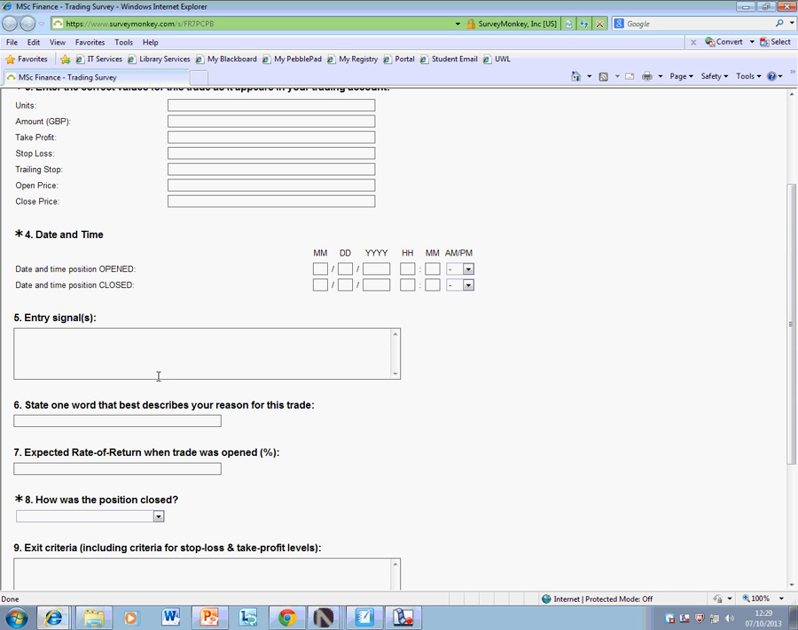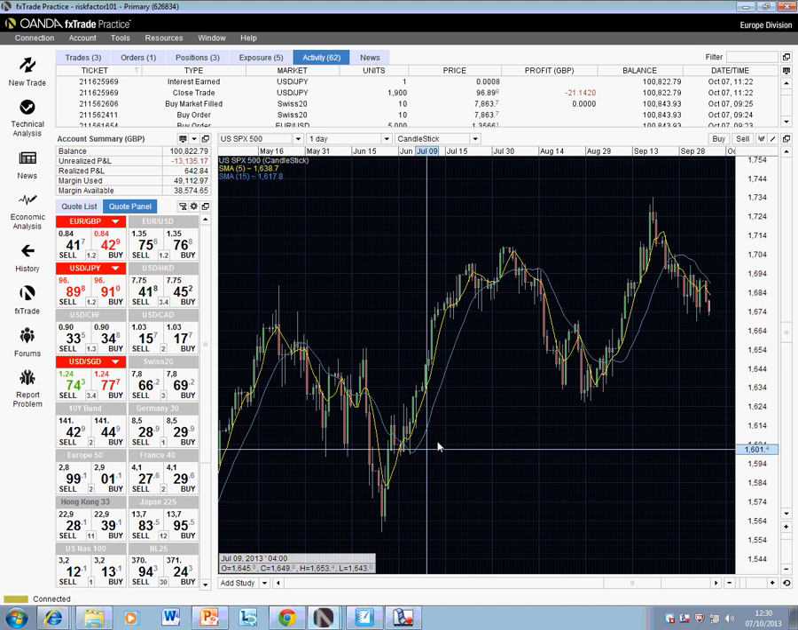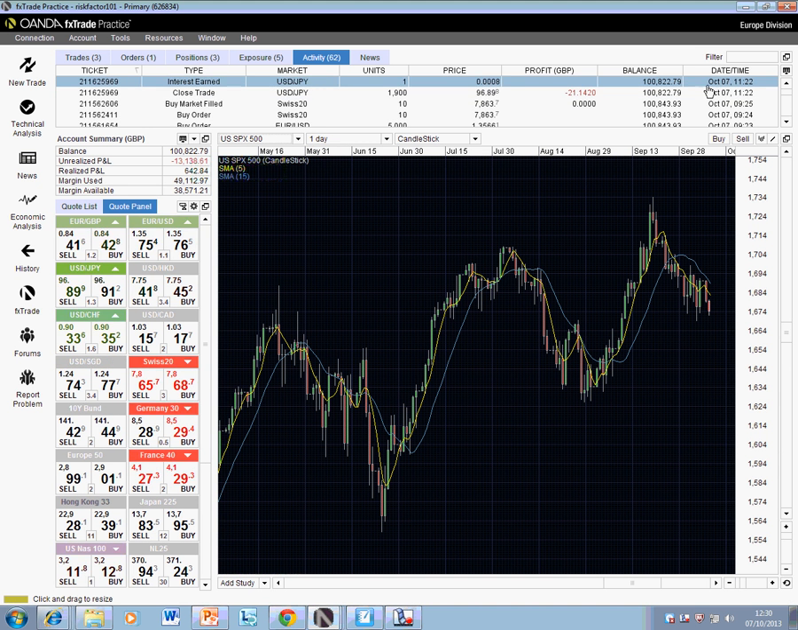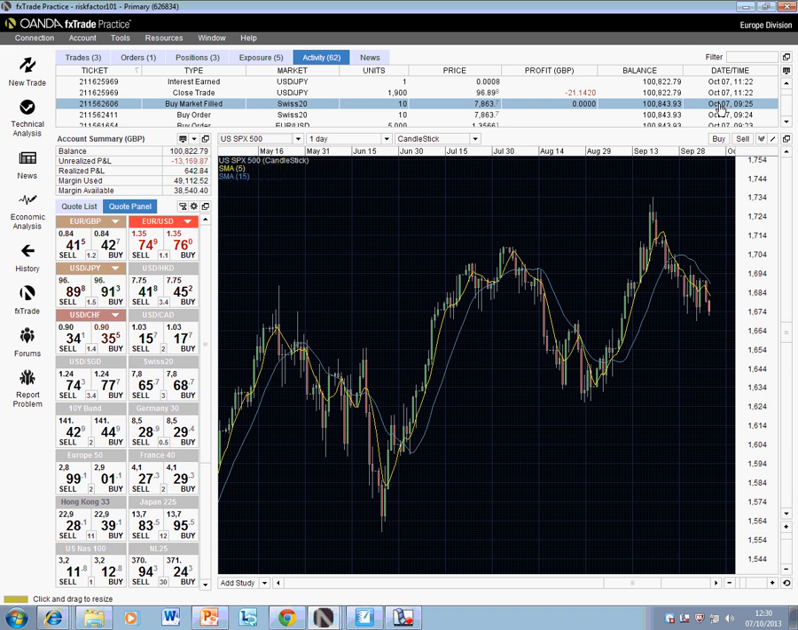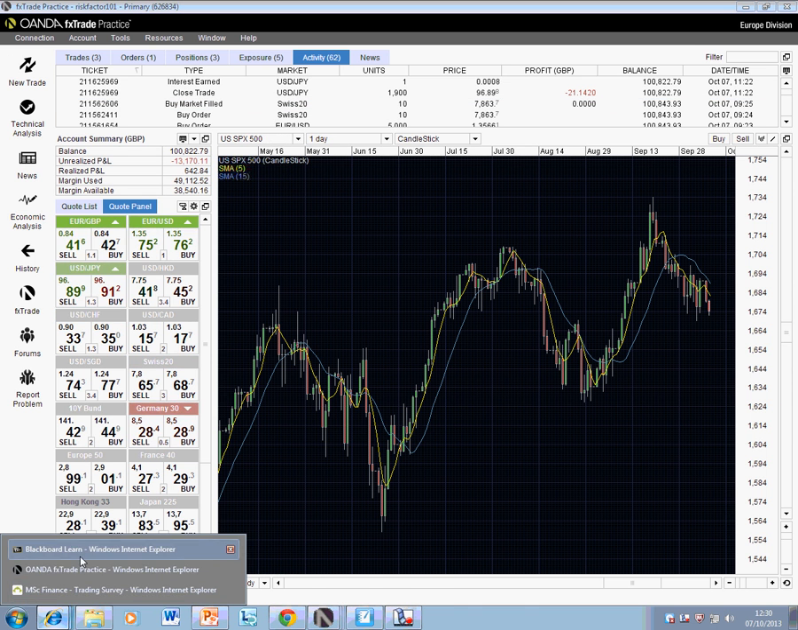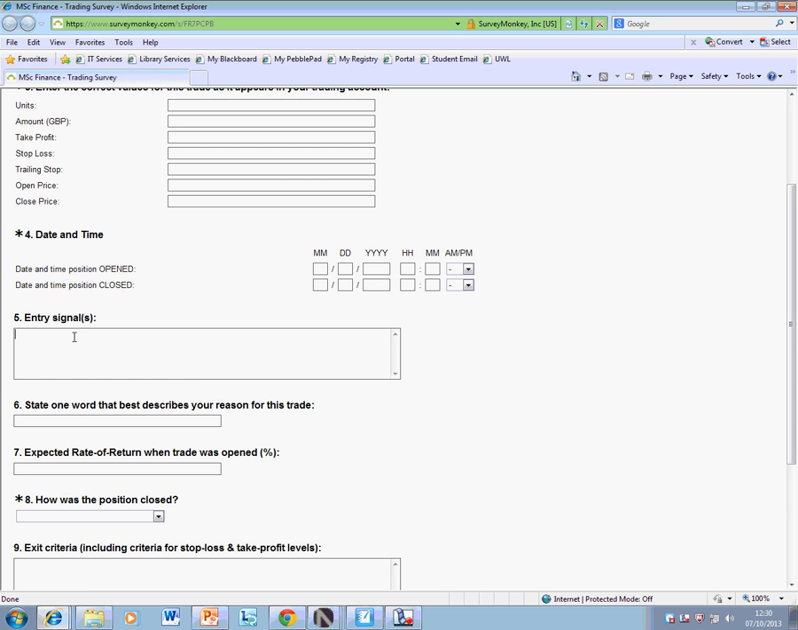It also asks you for the date and time you open the position. So the date comes here, the time comes here. And the date and time you close the position comes here. Again, that information is easily accessible from Oanda because it does store the date and time. Now, here's information you cannot get from Oanda because that's up to you. What were the entry signals? What gave you the signal to enter this position?